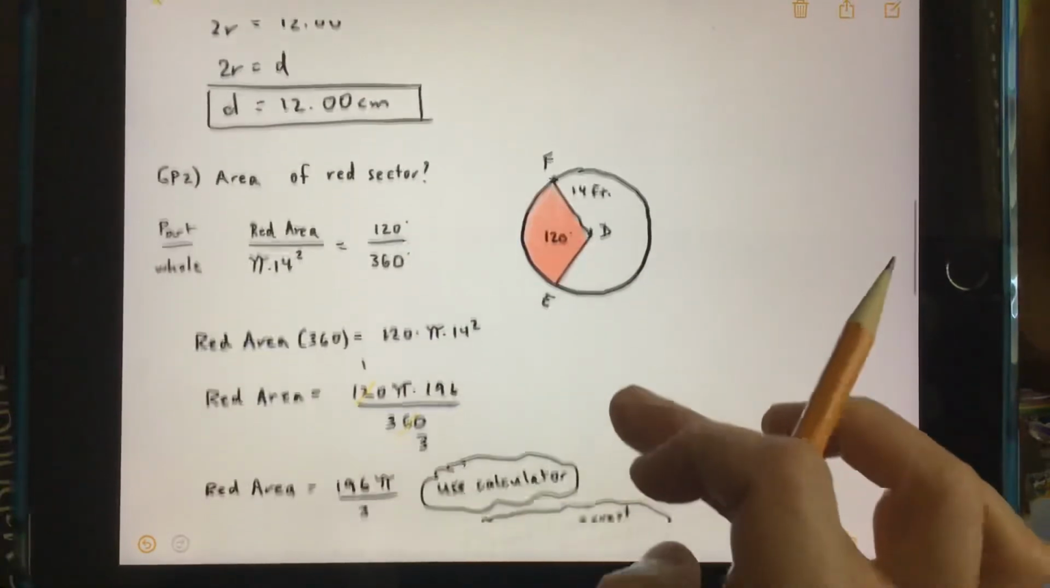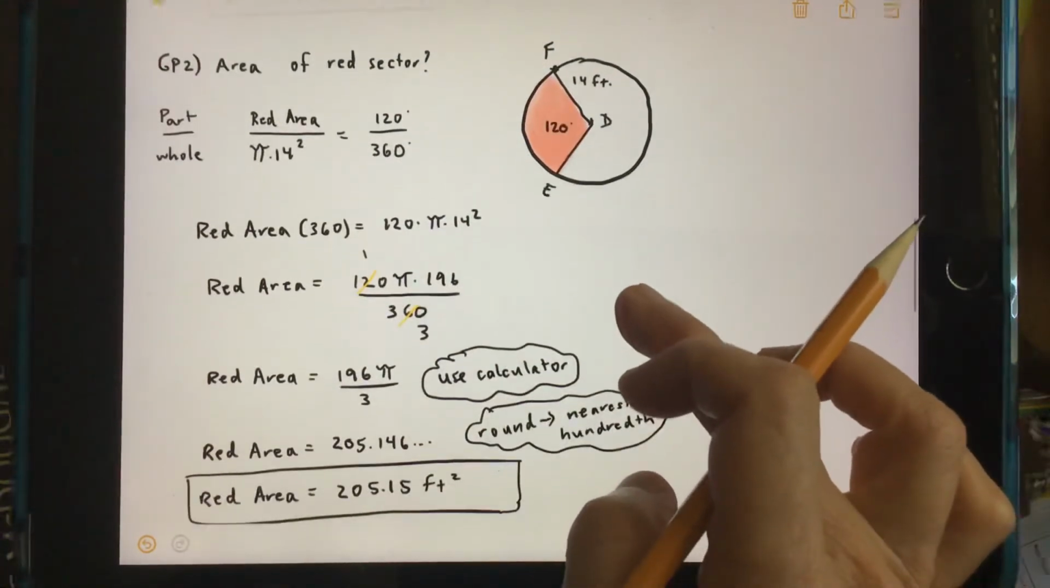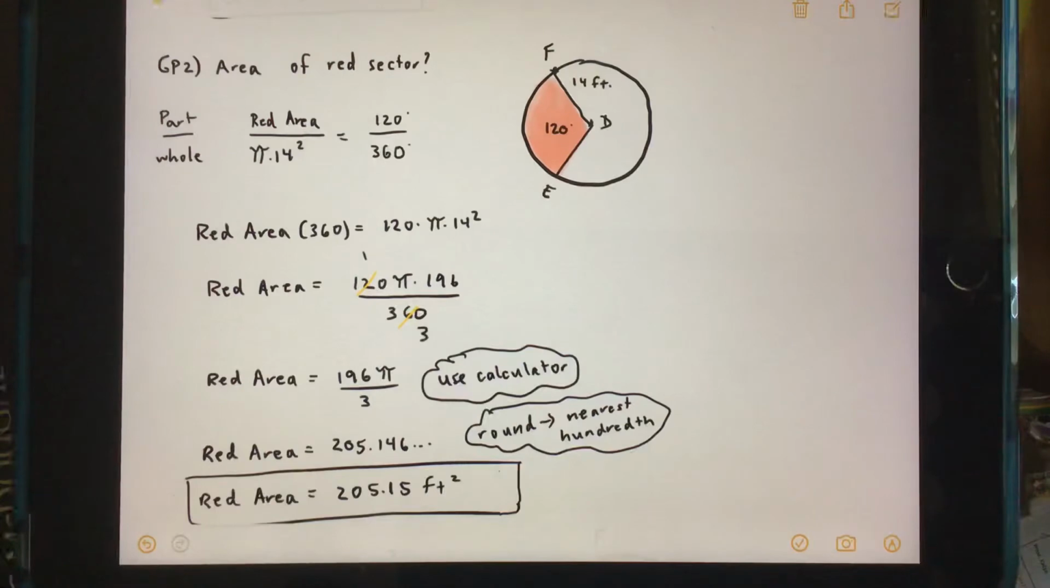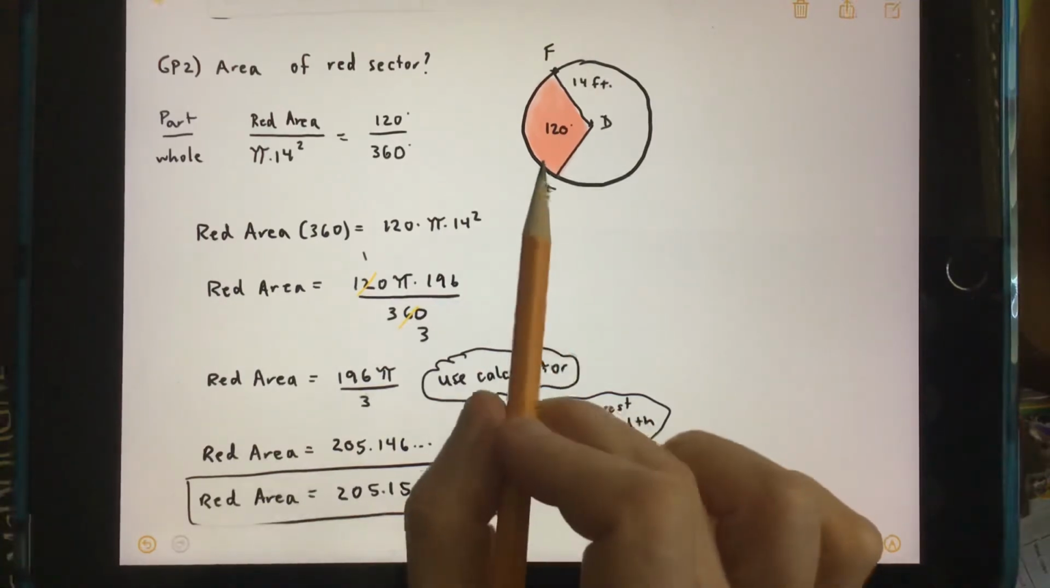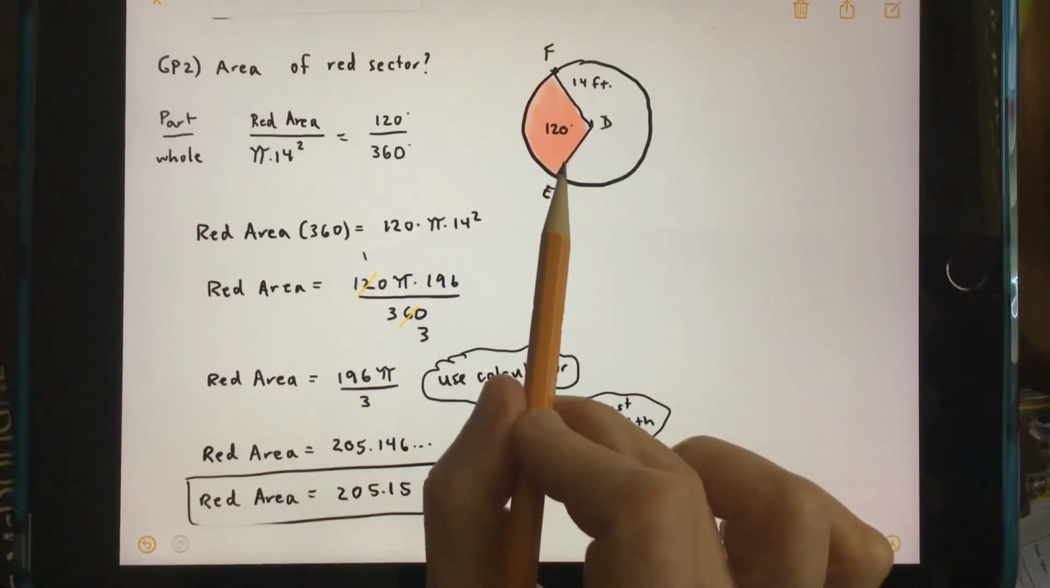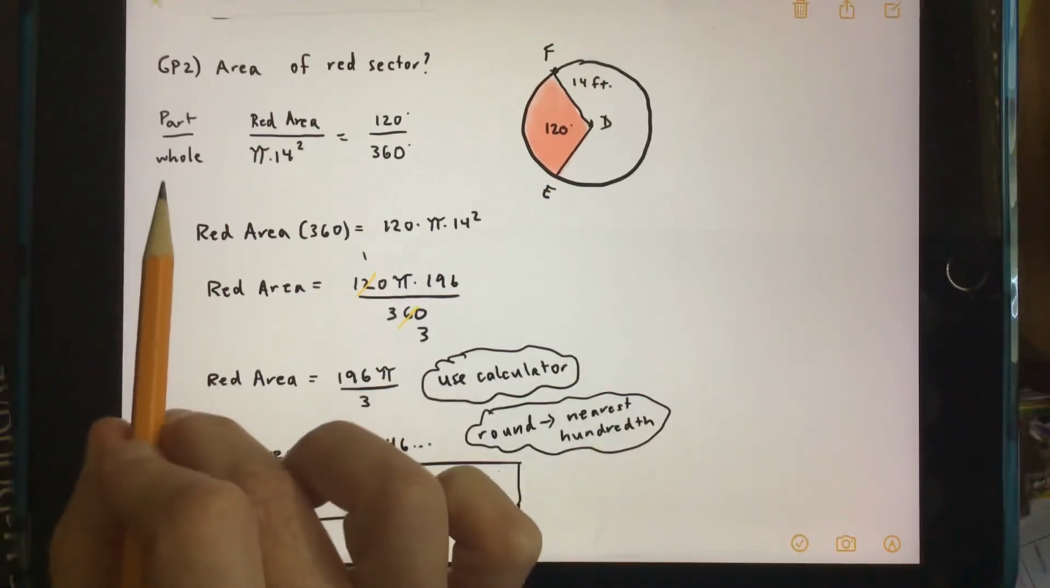Next problem, guided practice 2, we're finding the area of the red sector. In your book, the other part of the circle is colored in blue, and we can find the area of both sectors, the smaller one, which is red, as well as the rest of the circle, but we're going to focus right now on just what is the area of this red sector. We're going to go part to whole to figure this out.